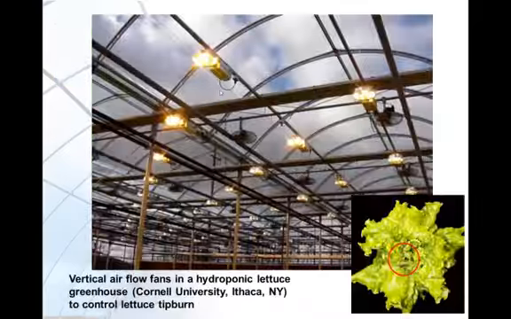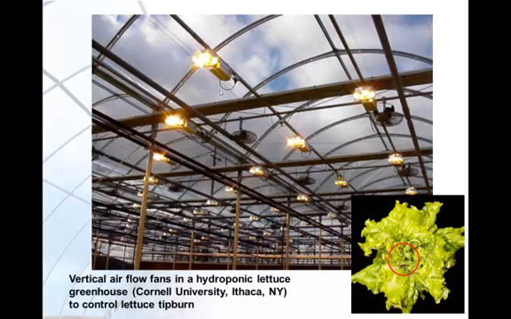One of the applications we are aware of, based on the understanding of boundary layer affected by air current speed, is vertical airflow fans, typically installed in a hydroponic lettuce greenhouse. This is a picture taken at Cornell University, Ithaca, New York, and that is of course a lettuce production greenhouse. In lettuce production, growers want to enhance the growth, but the dilemma is that when plants are exhibiting very fast growth, tip burn typically occurs.